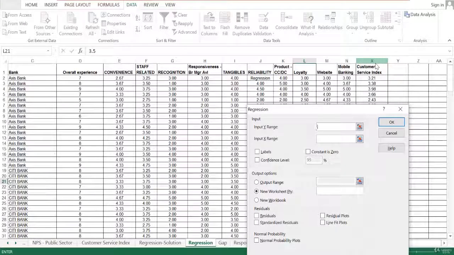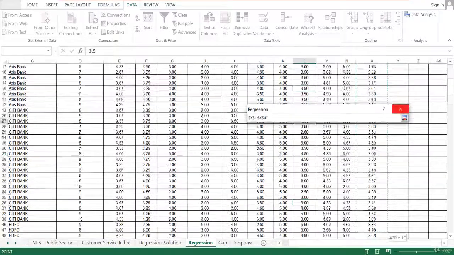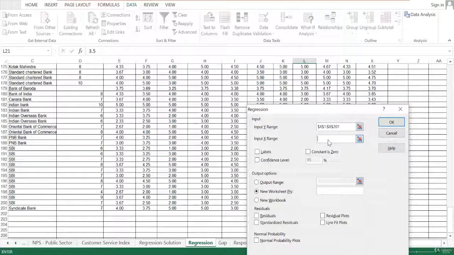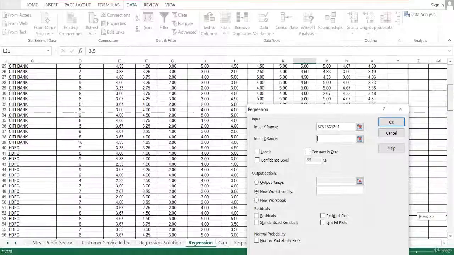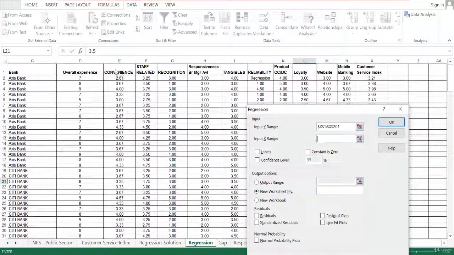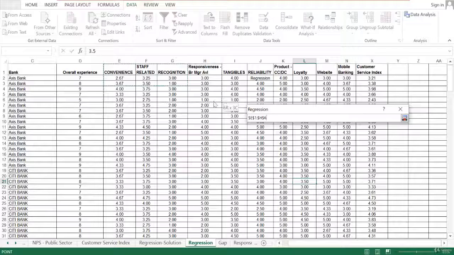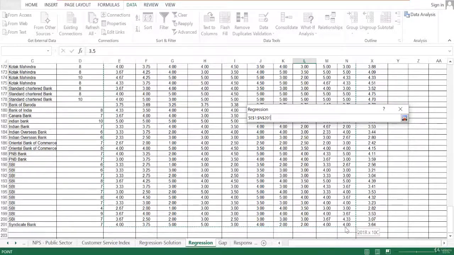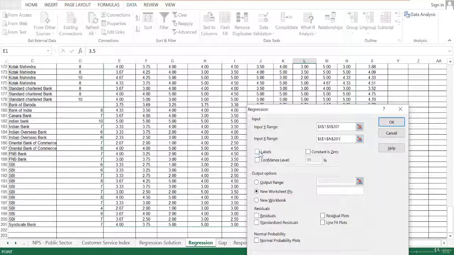We know that the input y range in our case is nothing but the customer service index, which is your dependent variable. So in our case, it's the customer service index, the last column. Then it would ask you for the input x range, which is my set of parameters from E column to N column, and I would drag all the set of values which I currently have. It would ask me whether we have labels in the first row or not. We do have labels, so we'll take this and then we'll click OK.